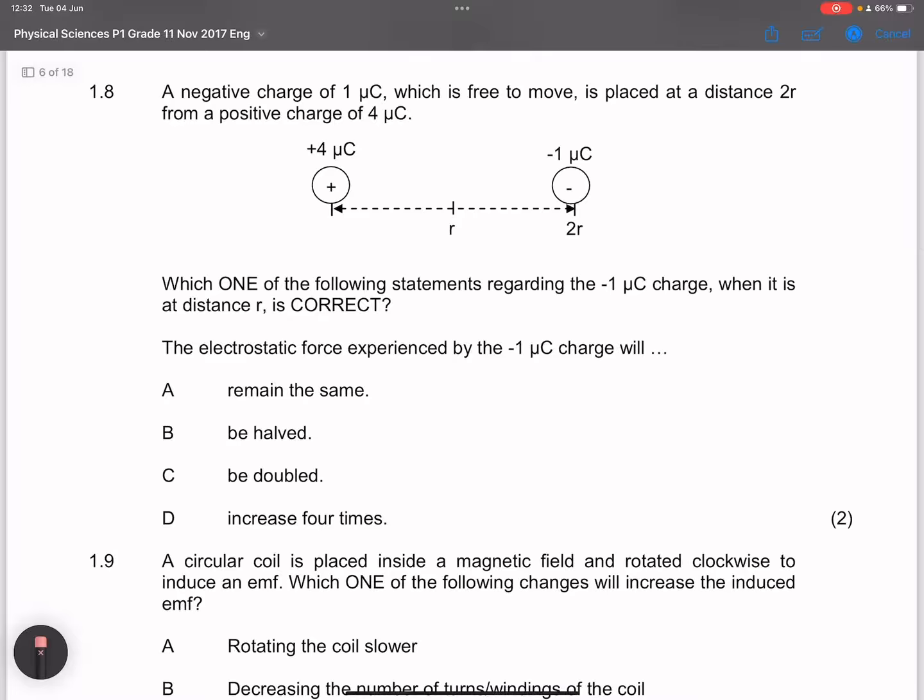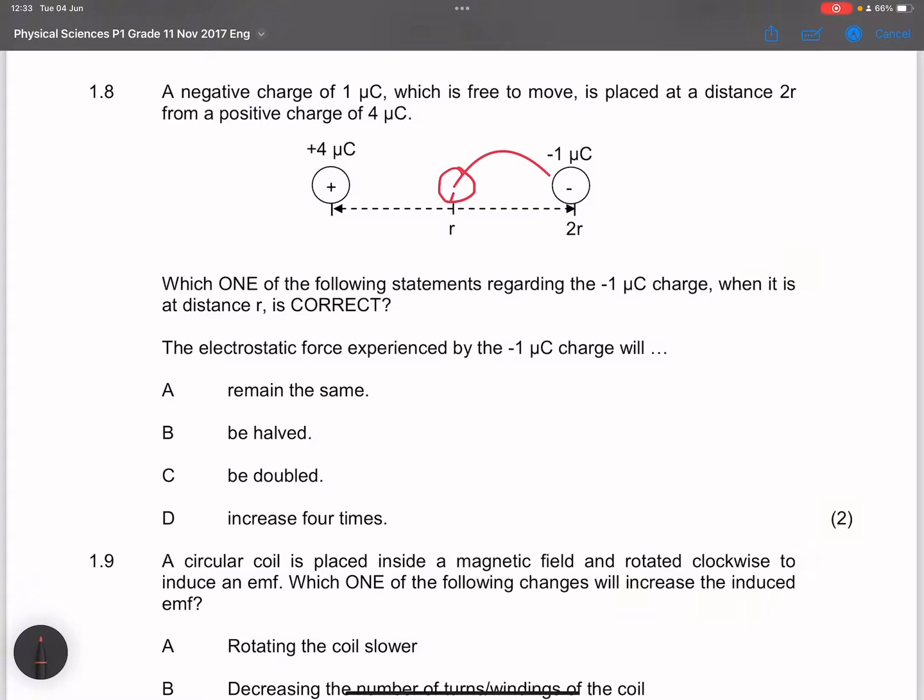Right, now the next question, they say a negative charge of 1 microcoulomb, which is free to move, is placed at a distance 2r from a positive charge of 4 microcoulombs. They say which one of the following statements regarding the 1 microcoulomb charge when it is a distance r is correct. Okay, now obviously if I were to bring it closer, what should happen? It means that the force between the two should be larger, right? So the force between the two will be a larger force.